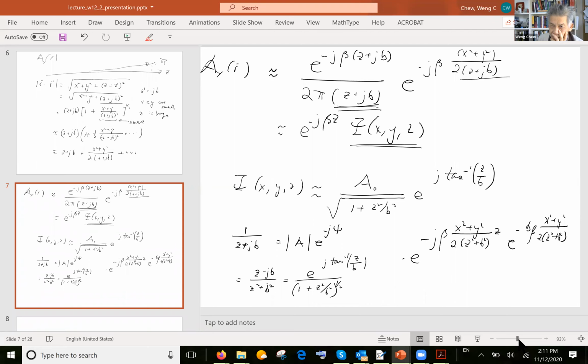So what is the physics that you can note here? The physics that you can note here is that in the transverse direction, the beam is Gaussian tapered.